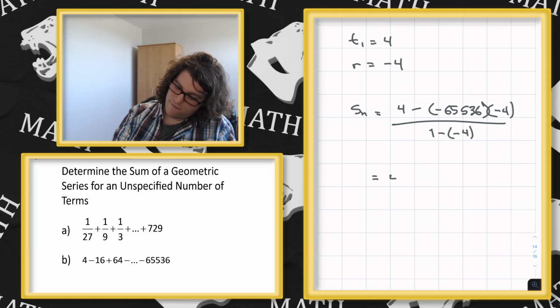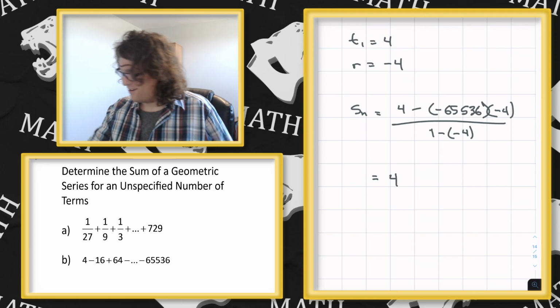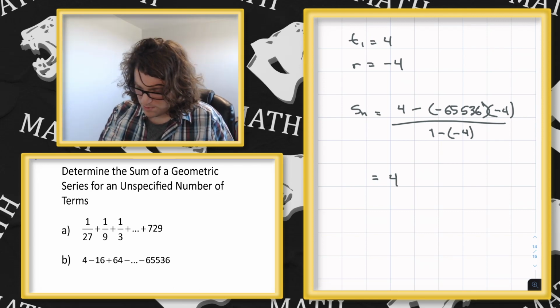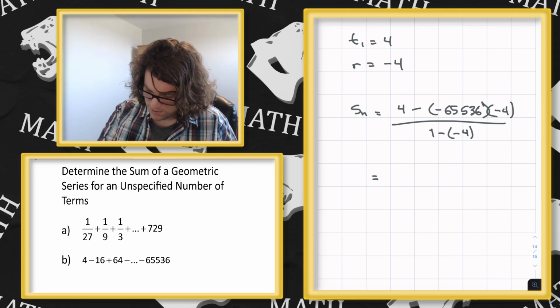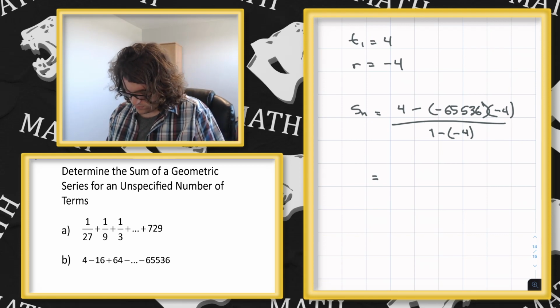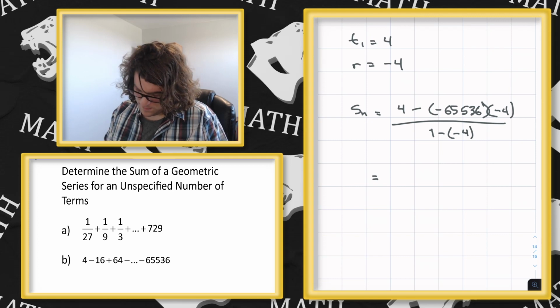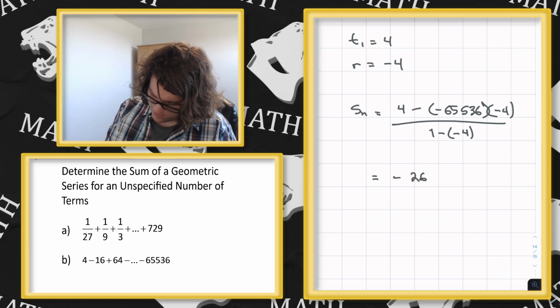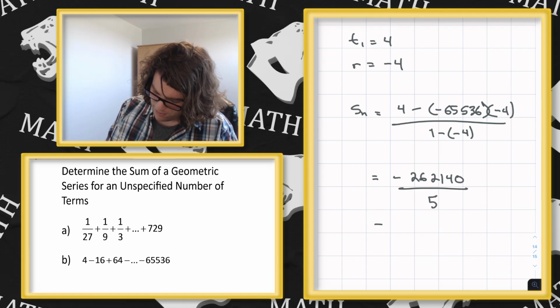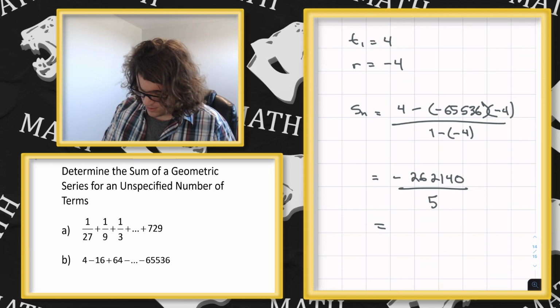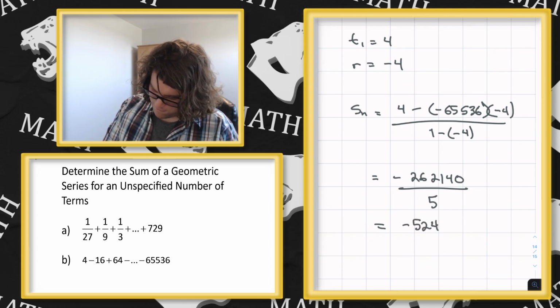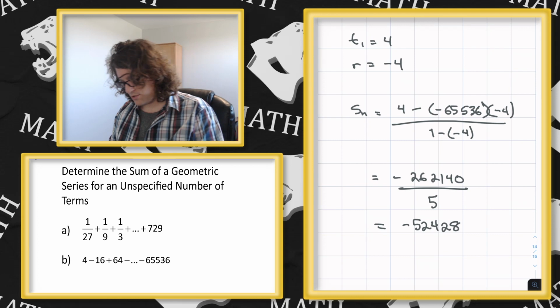That gives us 4 minus very large number. I probably should get rid of the 4 and just do it all at once. So 4 minus all that stuff, which is a negative and a negative. So 65,536 times 4. That's negative 262,140 divided by positive 5, which would give us in the end negative 52,428.